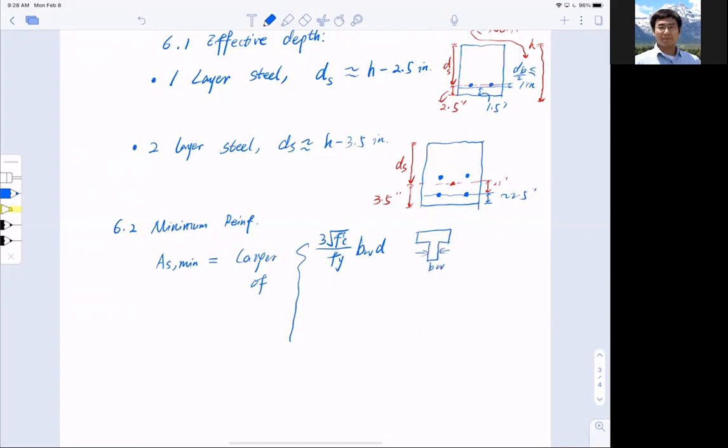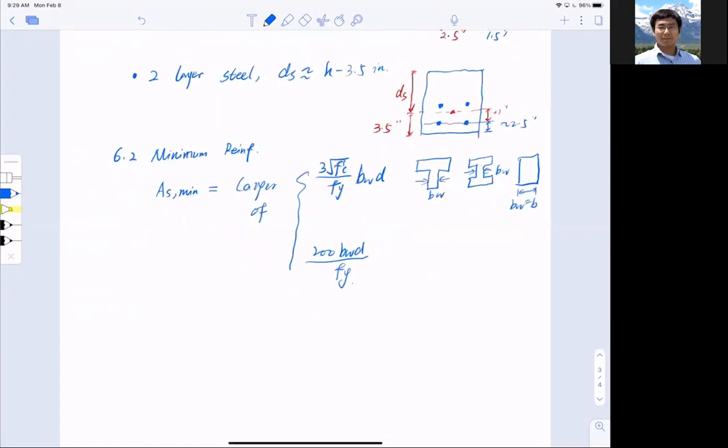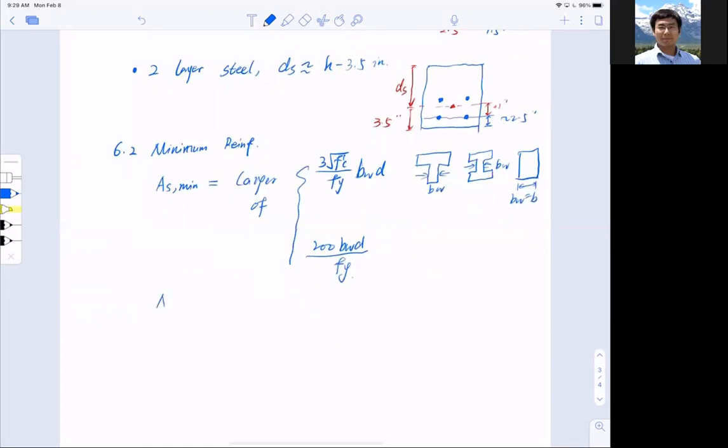If it's a T, that's the web. If it's an I, the bw is the web. And if it's rectangular, then you're in luck, it is just the width of itself. The other equation is 200 bw d divided by fy, whichever is larger. So I need to provide at least As min.